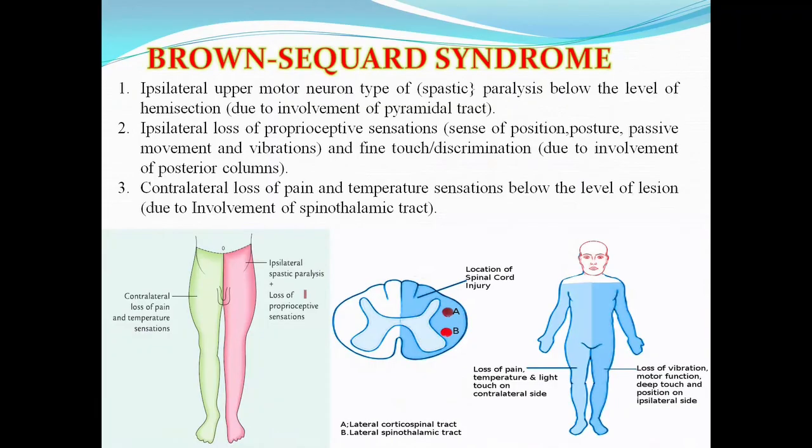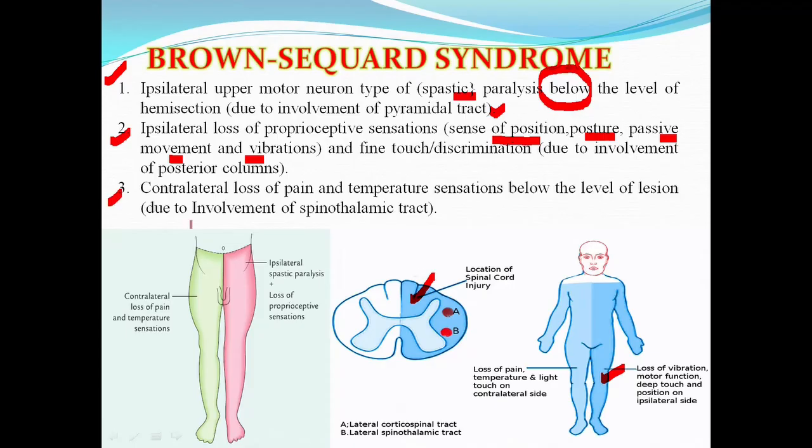Another short note question that will be asked is the Brown-Sequard syndrome, which can also be mentioned in the clinical anatomy. Here we could see ipsilateral upper motor neuron type of spastic paralysis, especially below the level of hemisection, and mainly the pyramidal tract was involved. And again, same side ipsilateral loss of proprioceptive sensation. Position sense, posture, passive movements, and vibration senses are lost on the same side, and also fine touch discrimination, due to involvement of the posterior column tracts.